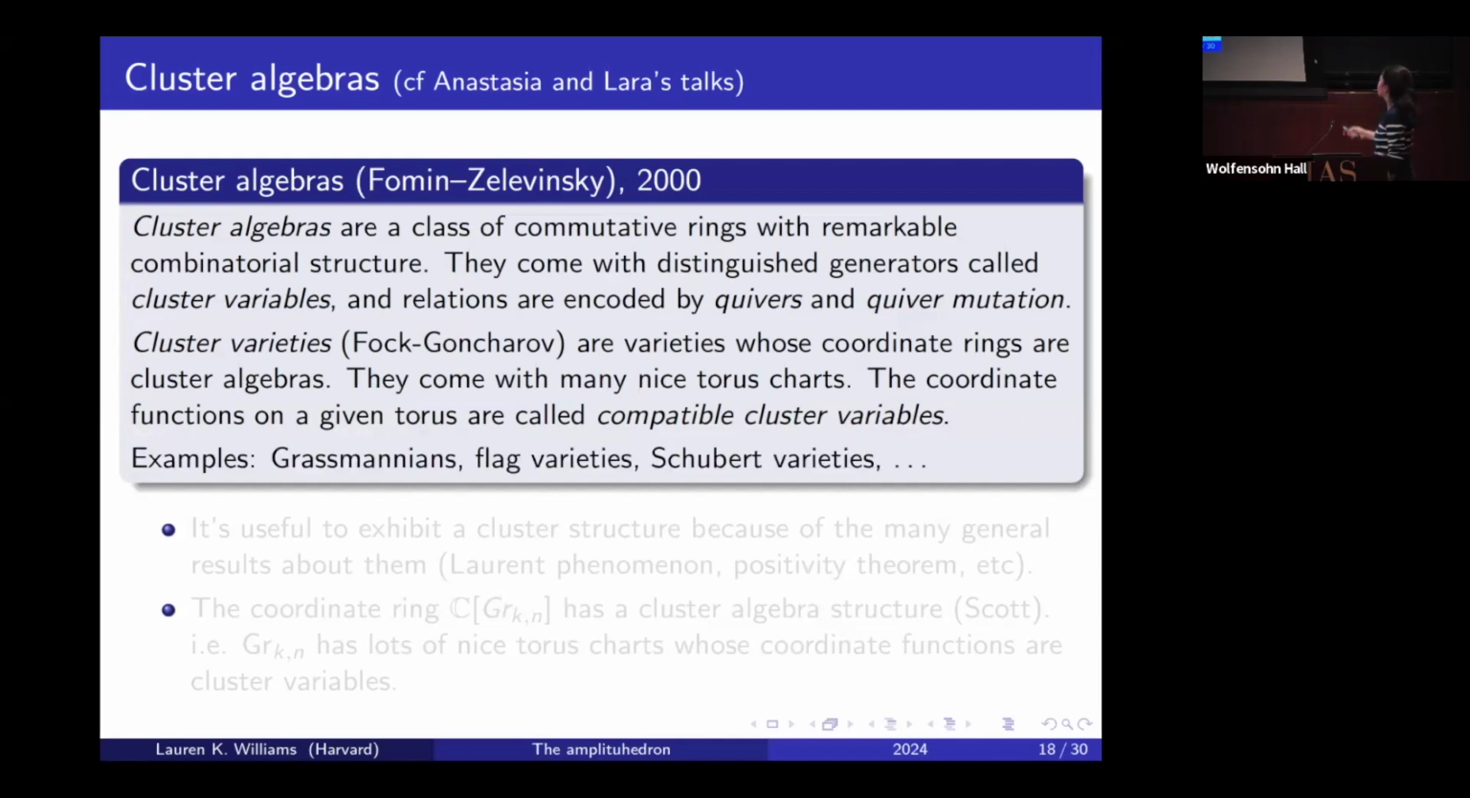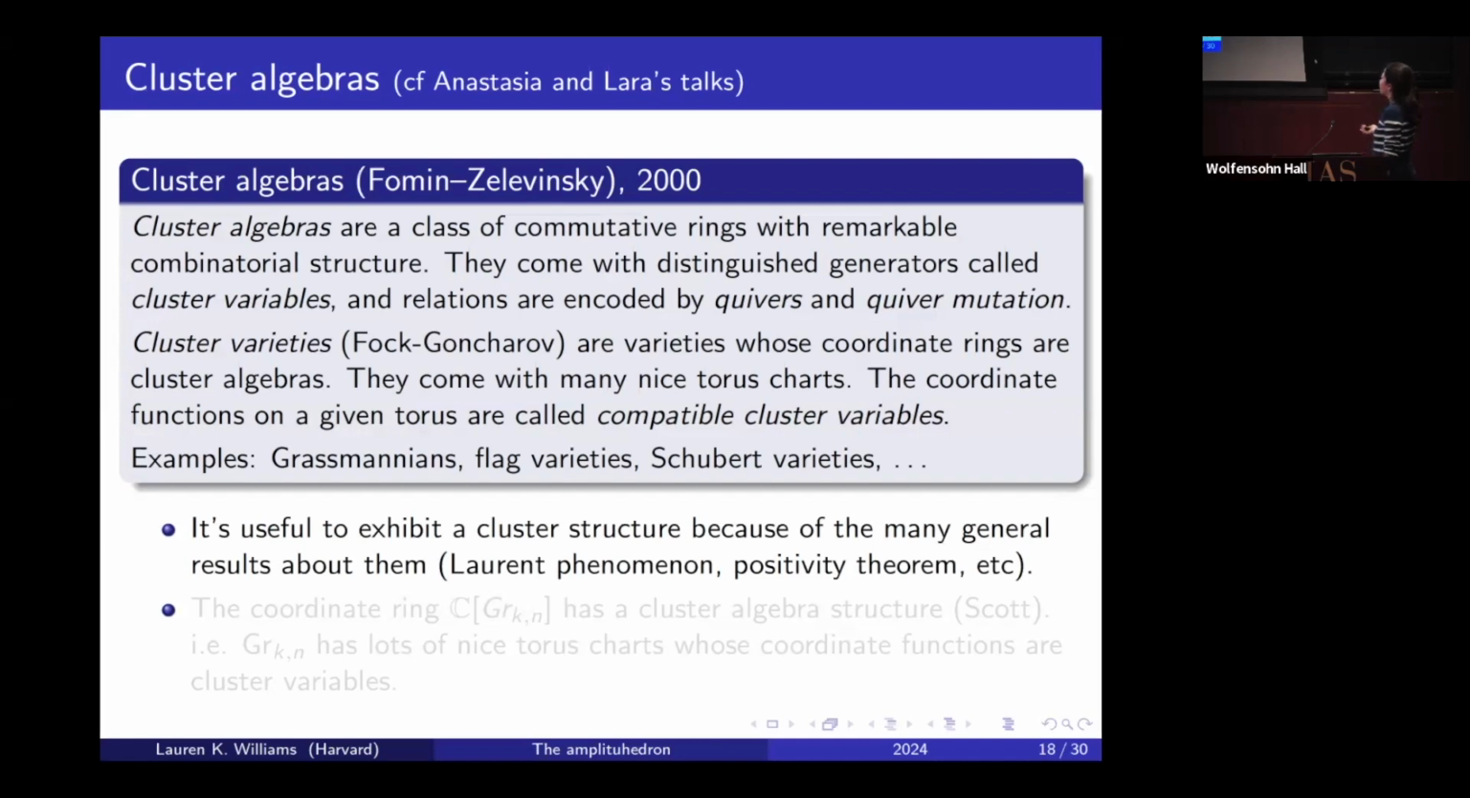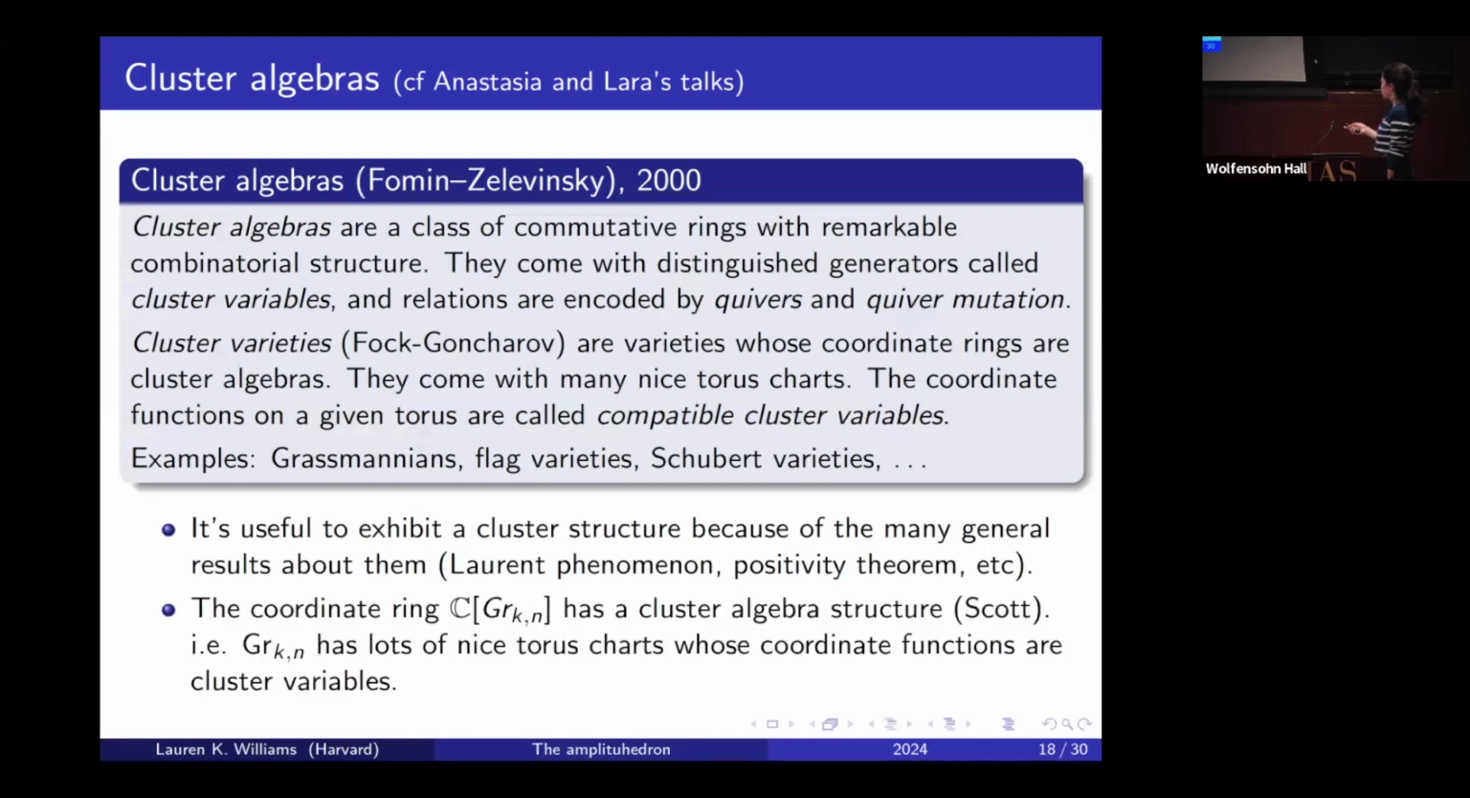So many well-known varieties have cluster structures. And it's quite useful to find a cluster structure because there are many general results about them. And then most relevant to this talk is the fact that the coordinate ring of the Grassmannian has a cluster structure. Meaning the Grassmannian has many nice torus charts and their coordinate functions are cluster variables.